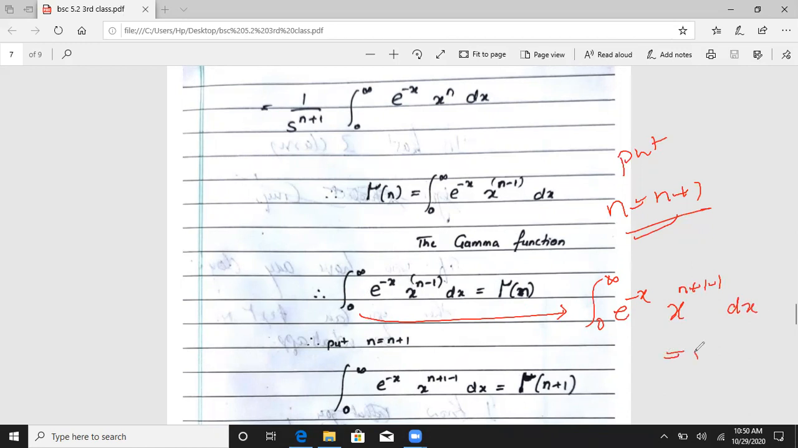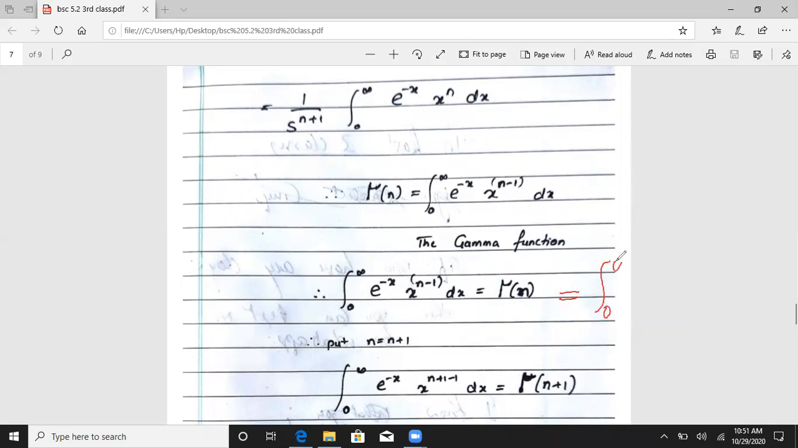And the gamma of n plus 1. Here the gamma of n is there, and we substitute n equal to n plus 1, so it becomes gamma of n plus 1. The plus 1 minus 1 will get cancelled. And we get the integral from 0 to infinity of e to the power minus x, x to the power n, dx, is equal to the gamma function of n plus 1.